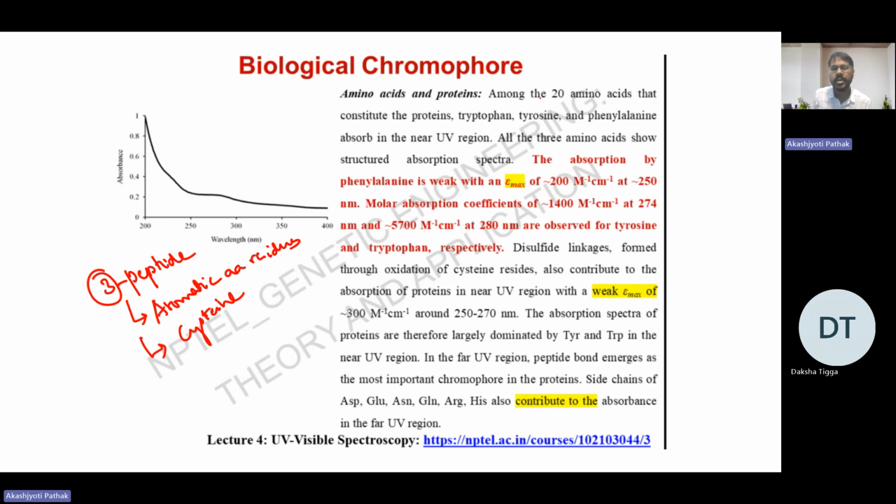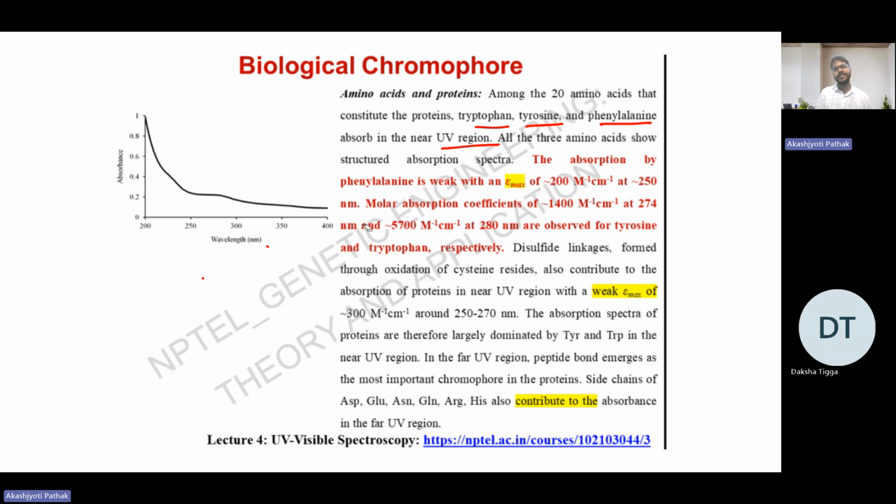Among the 20 amino acids that constitute proteins, tryptophan, tyrosine, and phenylalanine absorb in the near UV region. So they absorb around 280 nanometer wavelength of UV radiation. The absorption maximum of phenylalanine is 200 per molar per centimeter at 250 nanometer. Tryptophan shows maximum absorption at 280 nanometer, and tyrosine shows maximum absorption at 274 nanometer.